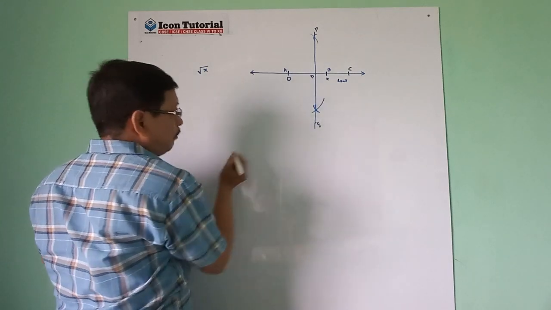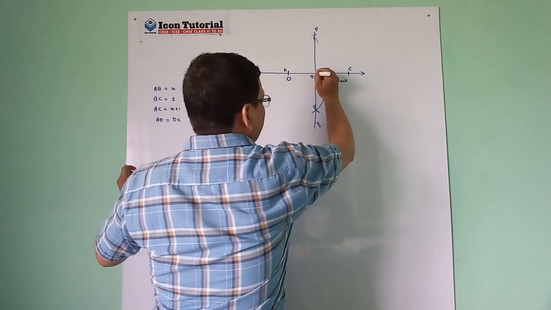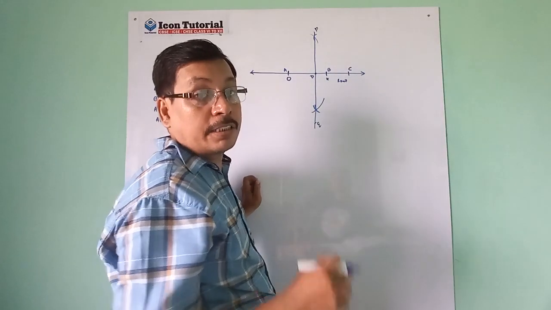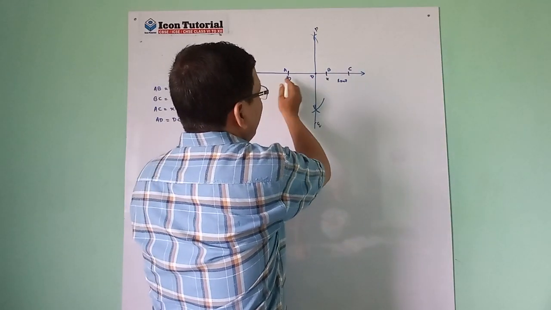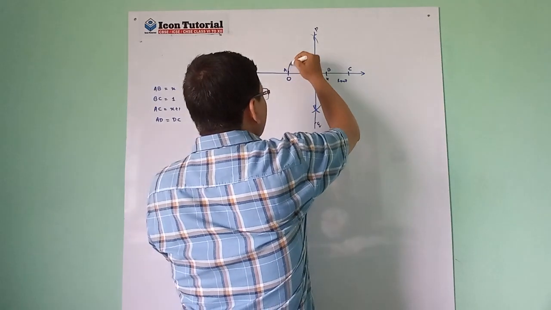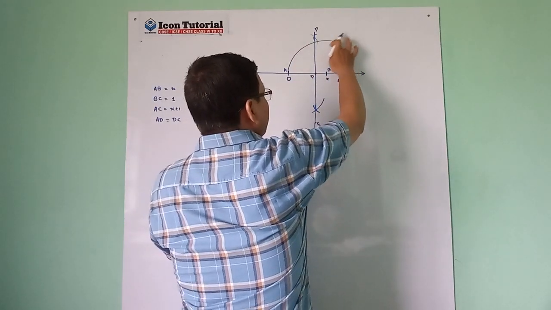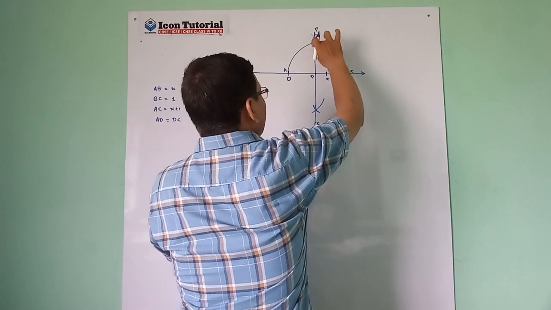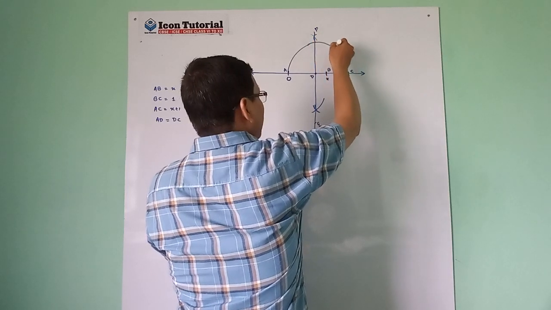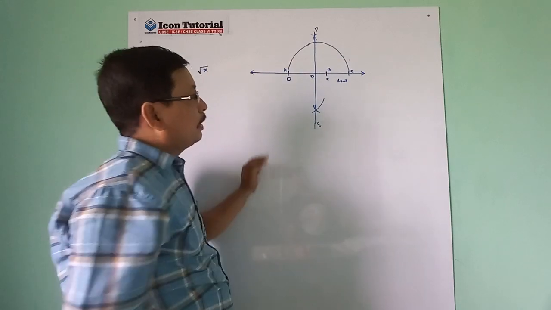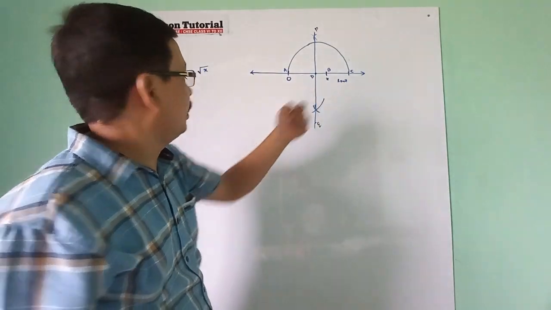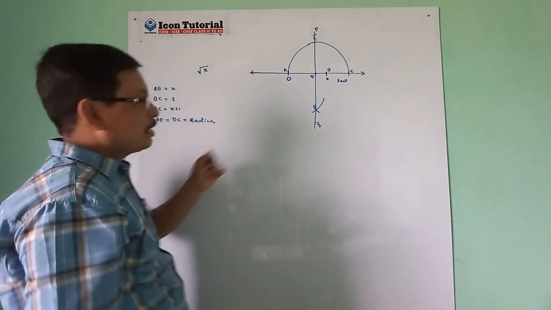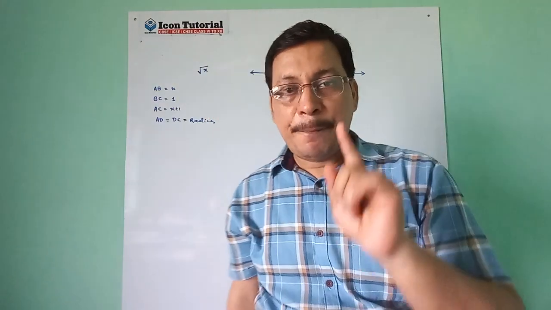Now, taking D as the center, draw a semicircle with radius AD. This is the semicircle, and it passes through C. The radius is AD or DC, where D is the center of the circle.